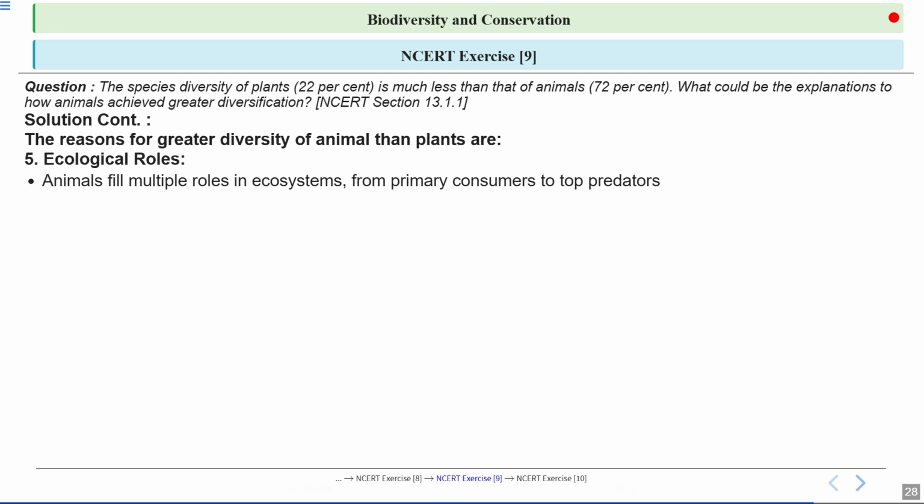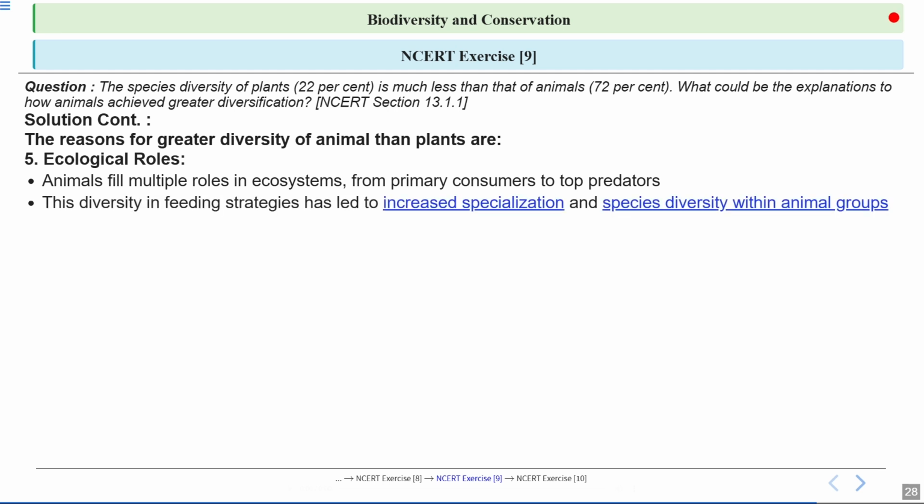Animals play various important roles in an ecosystem, such as eating plants, which are the primary producers. So they are the primary consumers. Primary consumers are basically herbivores. They hunt other animals and they act as secondary consumers, or they are at the top level and they act as top predators. And they control the population of other animals, helping to keep the ecosystem balanced and healthy. Now, this diversity in feeding strategies has led to increased specialization and species diversity within animal groups.